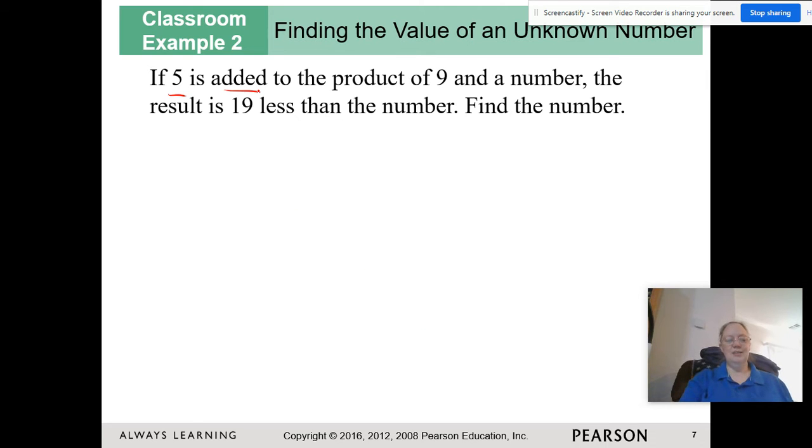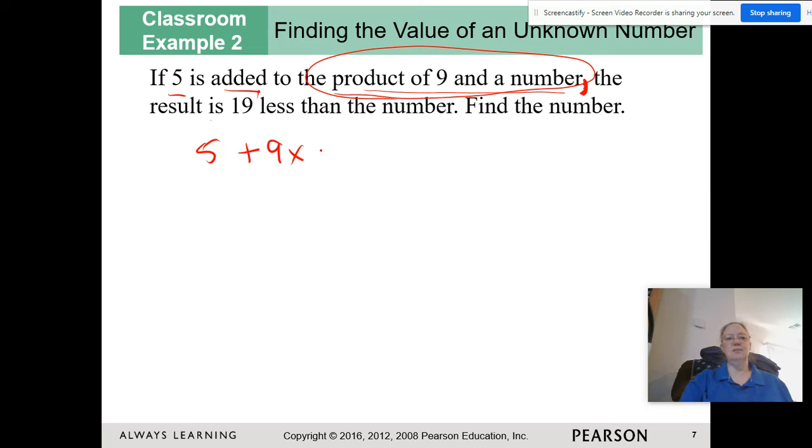5 added to the product of 9 and a number. Okay, so watch for commas. Commas are helpful when we're speaking because they mean pause or take a breath, but they're also helpful for math. So keep reading until you get to the take a breath portion. So 5 added to this entire thing, product of 9 and a number. Well, the product of 9 and a number is 9x.